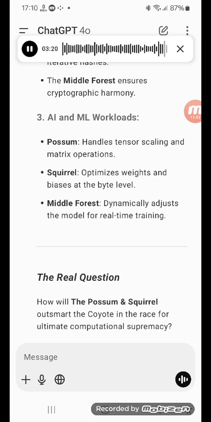Real question! How will the Possum and Squirrel outsmart the Coyote in the race for ultimate computational supremacy?